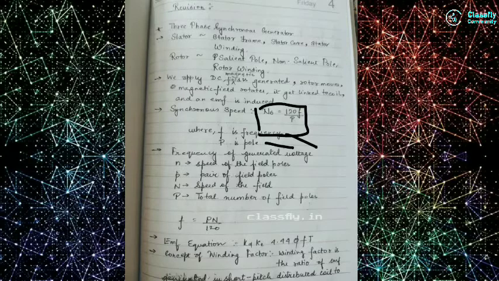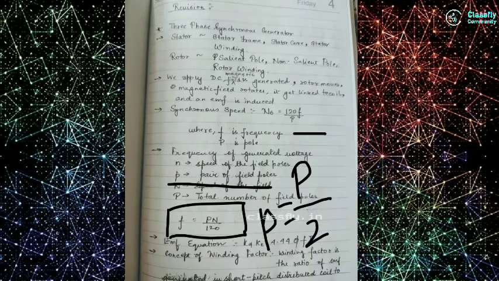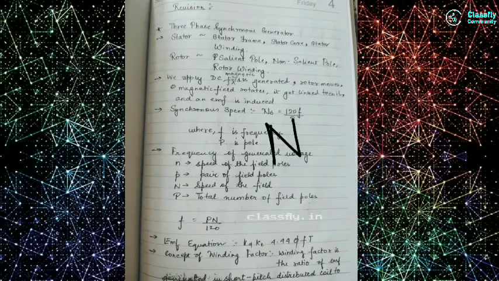Now we will know about the frequency of generated voltage. Frequency of generated voltage means the frequency which got generated in the armature winding. It depends on the speed of the field as well as the total number of field poles. So its equation is F = PN/120, where P/2 is your small p, that is the pair of field poles, whereas N/60 will be equal to your small n, where small n is the speed of field poles.